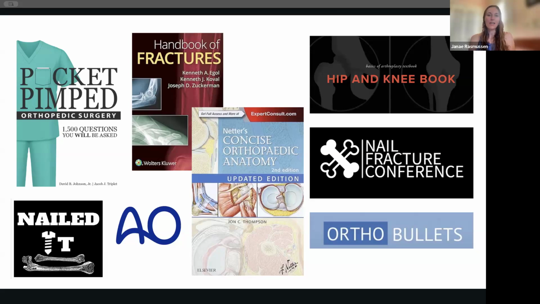What you don't want to do is purchase a ton of textbooks and then never actually get to reading any of them because it's just too overwhelming. You don't have the time. So these are great resources. There are plenty more out there.